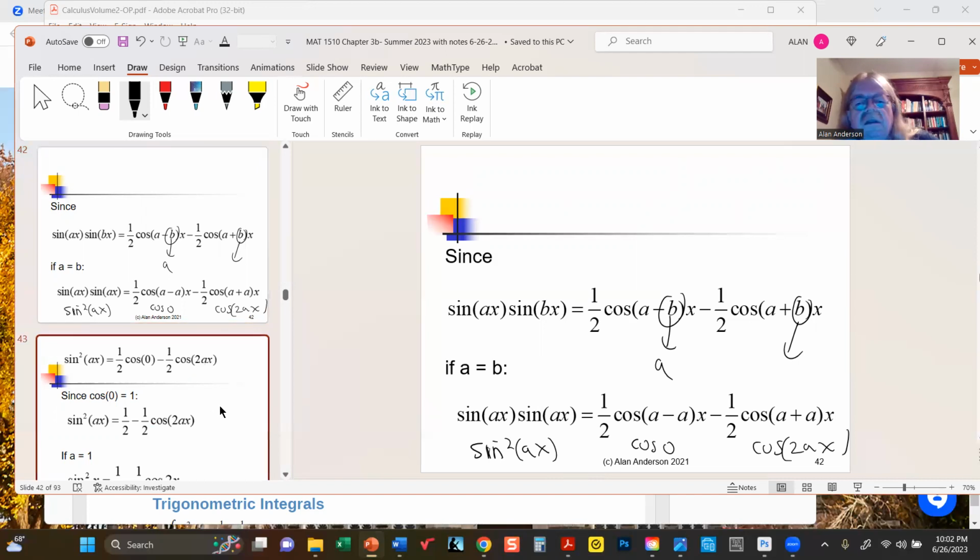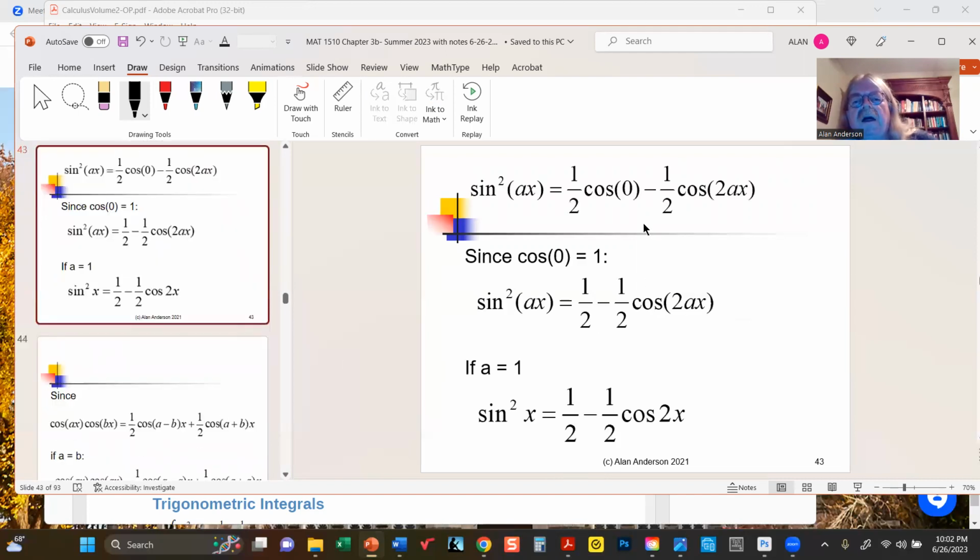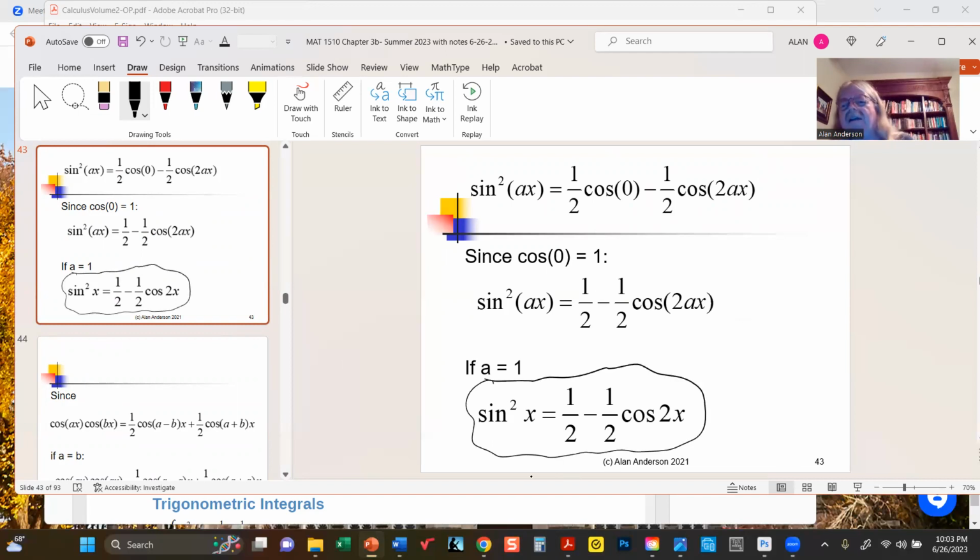And that's written on the next slide. The cosine of 0 is 1. So here's the final formula based on this one. But if A is equal to 1, then we have our final result. So whether you call it X or theta, it doesn't matter. It's the same thing.